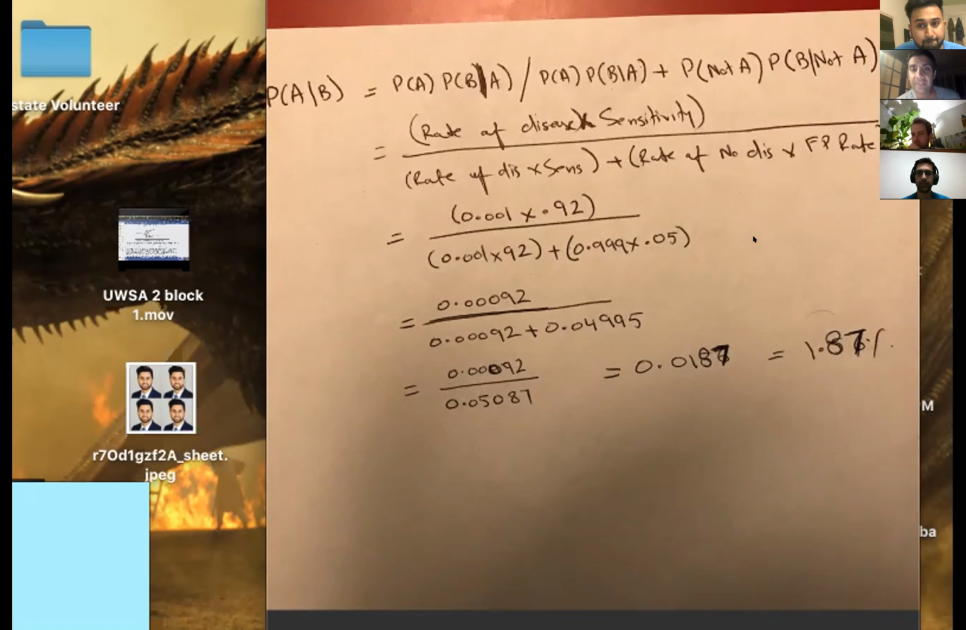When we plug in all those numbers, we get 0.00092 divided by 0.00092 plus 0.04995, and that comes out to approximately 0.0187. Multiply that by 100 to get 1.87, or roughly 2%. So with regards to this patient's question, she has a 1.87% chance of having cancer given a positive test.